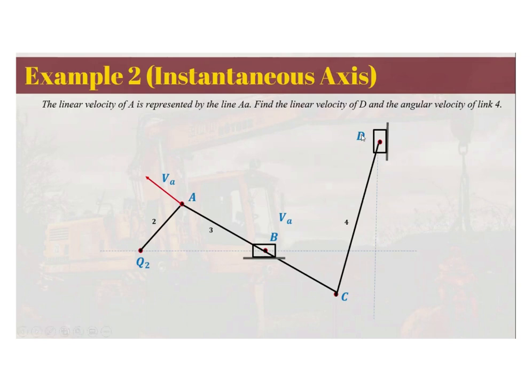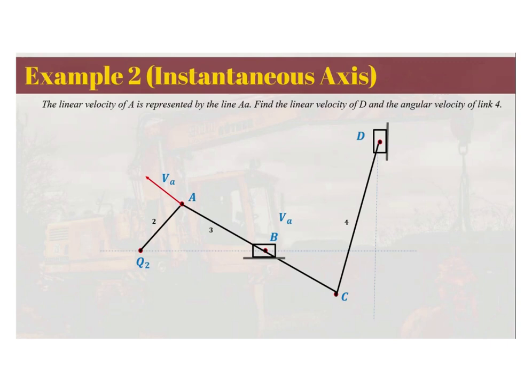velocity of D. This is the same given as example number 1. It's just that we are going to use a different approach. And now we are also looking for the angular velocity of link number 4. As you can also see, the velocity of A is known. So the first thing that you're going to do using the instantaneous axis method is to determine which velocity is already known. The velocity of A is already known, as well as its direction.